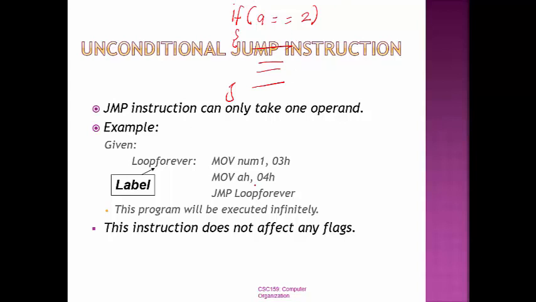The same goes for the jump instruction. The label here is the target, and all the instructions belonging to this label we put in the same group, separated by the double colon. Then we have the instruction move num1, 03, where num1 is a variable, and move AH, 04, where AH is the destination, and then we execute jump loop forever.